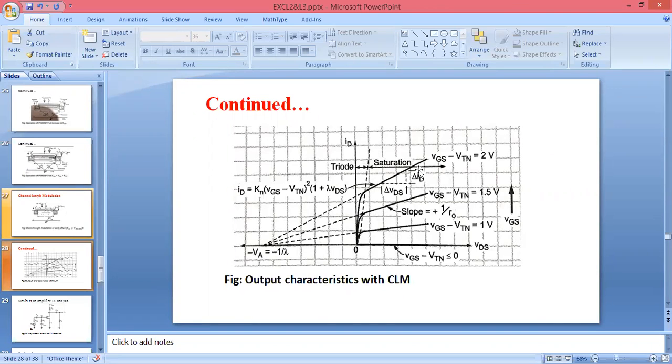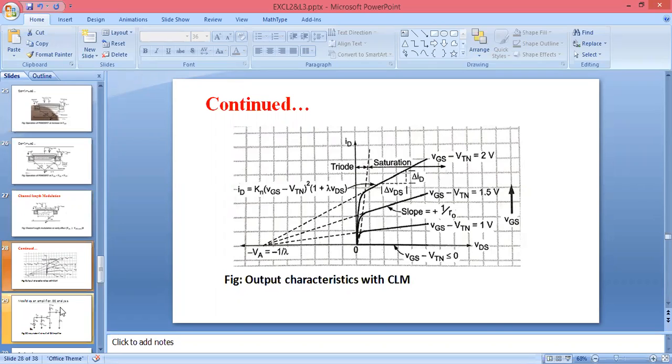This is the output characteristics with channel length modulation. It means the slope in output characteristics in saturation region. ये जो saturation region में जो slope है, it is nothing but the indication of a channel length modulation. ये जो slope है, here it is showing there is a channel length modulation.